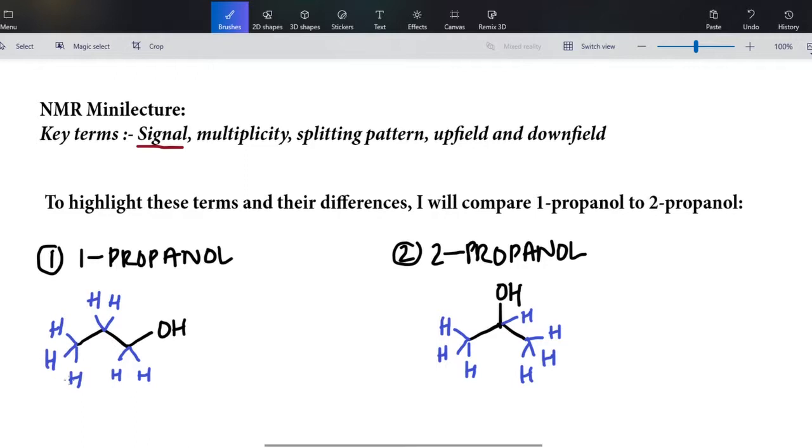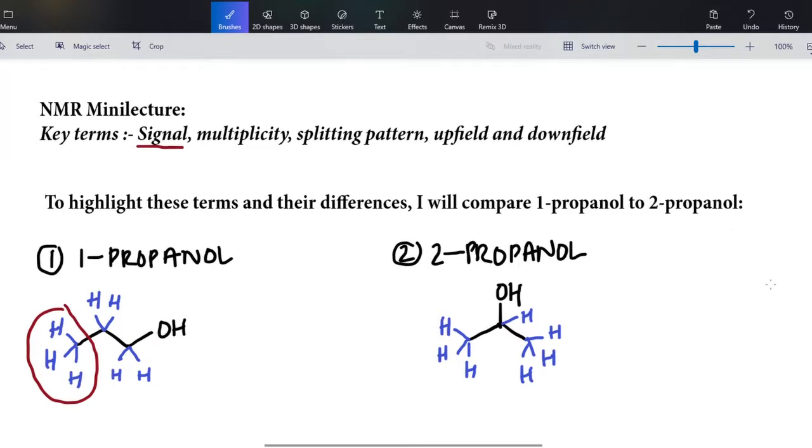So here we've got 3 hydrogens connected to the same carbon. They're all connected to the same carbon that is connected to a CH2 group. So all of these hydrogens produce one signal because they reside in a similar environment. All of them are connected to one carbon that is connected to a CH2 group.